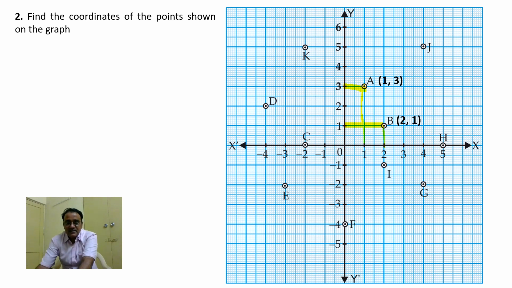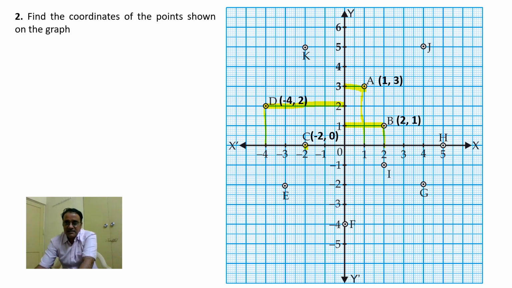C lies on the x axis और x axis पे y coordinate 0 होता है. So its coordinate is (-2, 0). Now the next one, D. The value of x coordinate with respect to the x axis is -4, and the y coordinate with respect to the y axis is 2. So (-4, 2) is the coordinate.